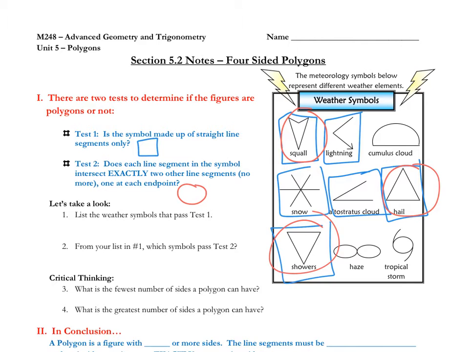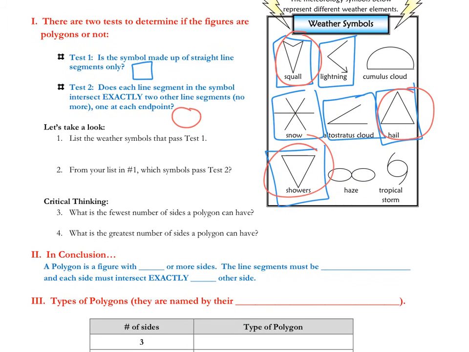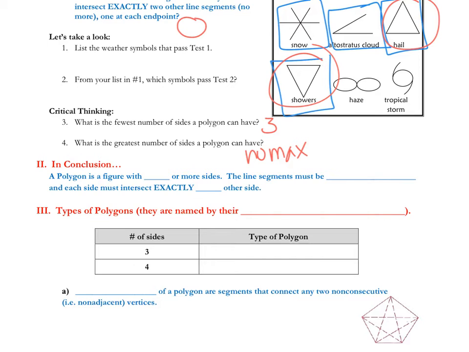So what is the fewest number of sides a polygon can have? Well, hopefully we recognize that can be 3, because if we go down to 2 sides, we can't make a connection with the third side. And then what is the greatest number of sides a polygon can have? There actually is no max. So this could go on and on. So basically, a polygon is a figure with 3 or more sides, and the line segments must be straight, so no curves, and each side must intersect exactly twice with another side. Okay?